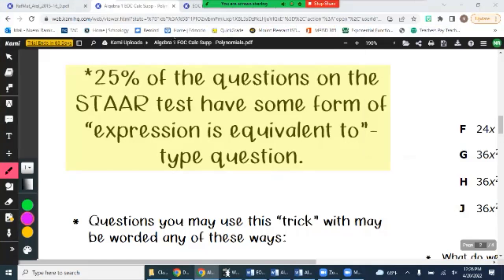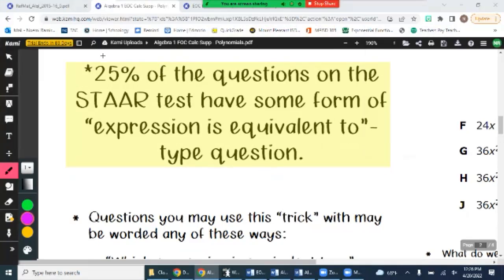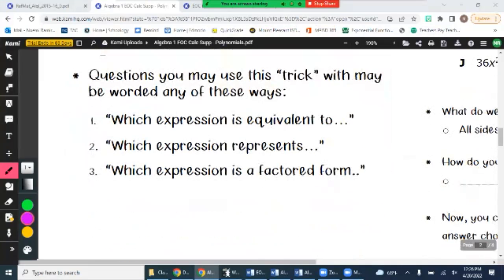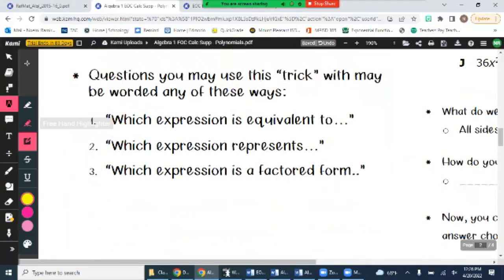Here we go. 25% of the questions on the STAR test have some form of "expression is equivalent to." 25% is 1/4 of 100, but it is 1/3 of the grade, 1/3 of the points that you need to pass it. So anytime you see the phrase "which expression is equivalent," "which expression represents," or "which expression is a factored form," these are the tricks that you're going to use. And they're very, very simple tricks. So these are the ones that you don't want to forget.